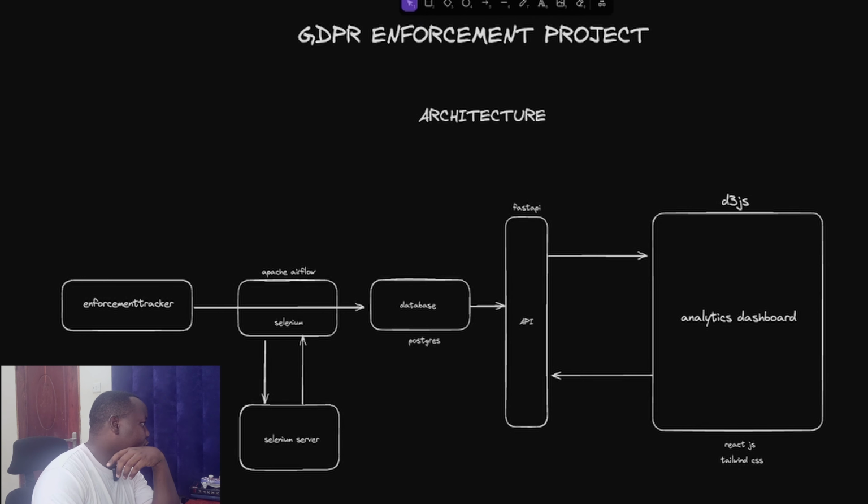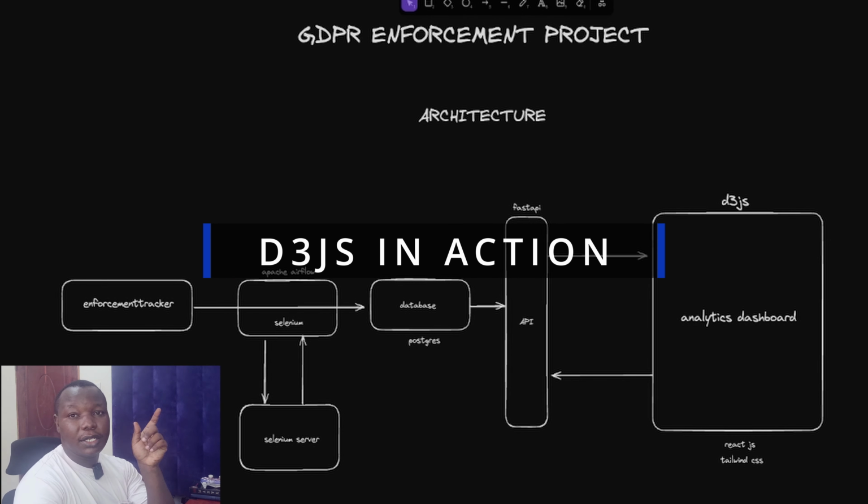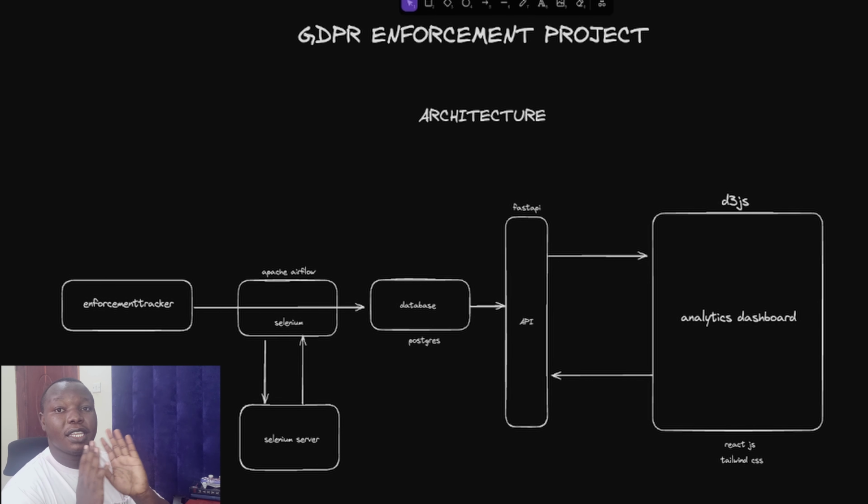The book is called D3JS in Action. I'm reading the second edition. I can't read the most recent edition because I tried to buy it, but the shipping is going to take 6 months to arrive here in East Africa. So I don't know if in the next 6 months I will still be hyped to learn D3JS and refresh myself on data visualization like the way I am now.